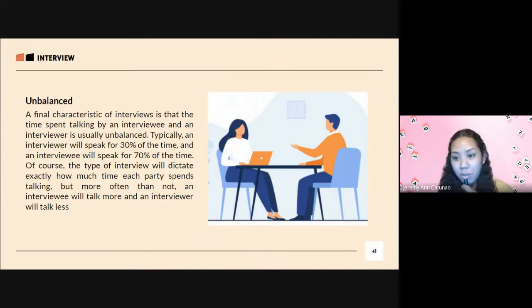Based on those questions and the answers that are going to be given by the interviewee, the interviewer would do their next goal or their next task. So usually the interviewer is in charge in interviews. Yung nagtatanong, yung usually nagdadala ng interview.